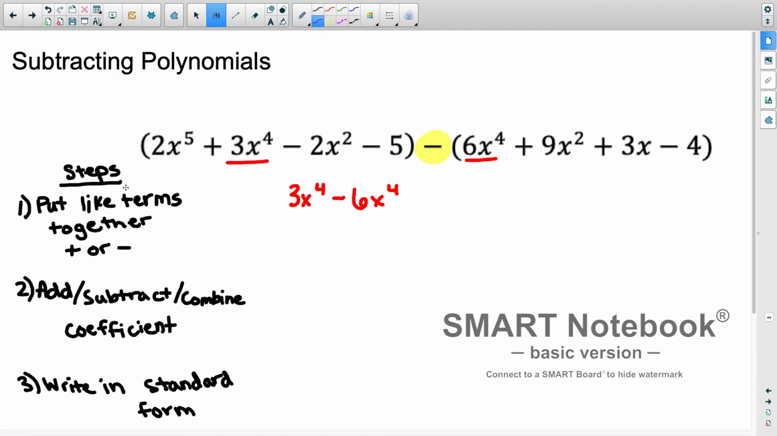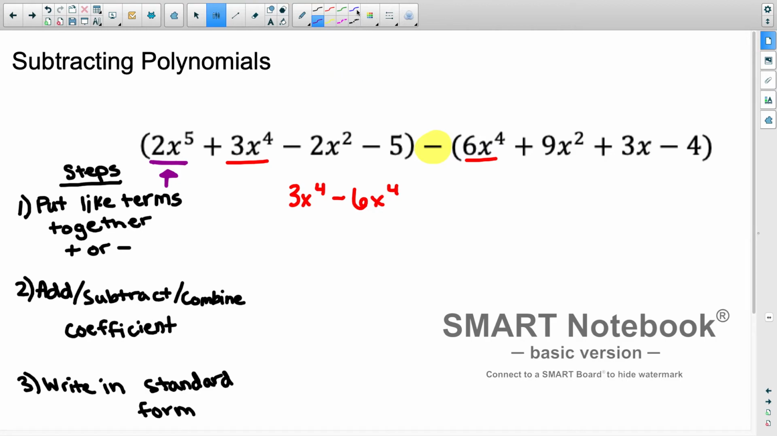Why did you skip the 2x to the 5th? Because the exponent on the top doesn't match the other exponent. Yeah, there's no like terms. So I'm just going to let this kind of chill here. But I'm going to do a little arrow here to remind myself, don't forget that when we write our answer. Because when we write our answer, we're going to want to bring that down.